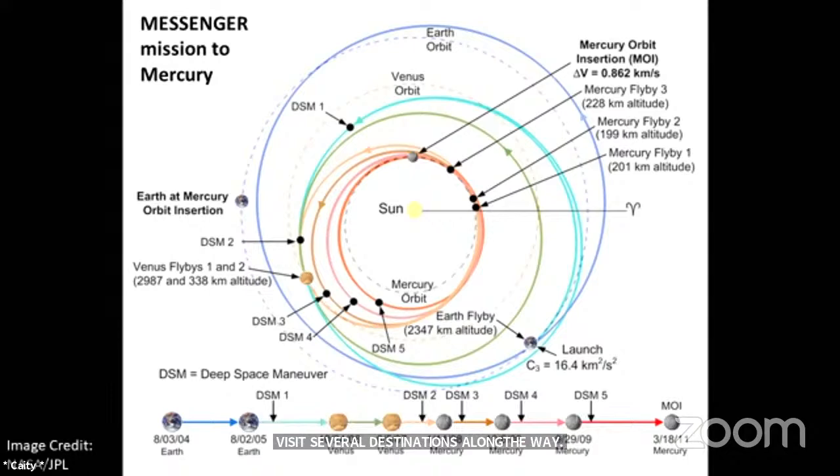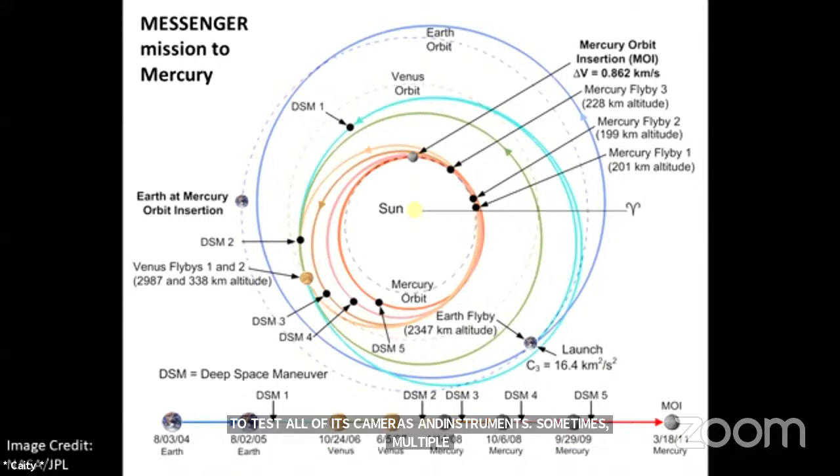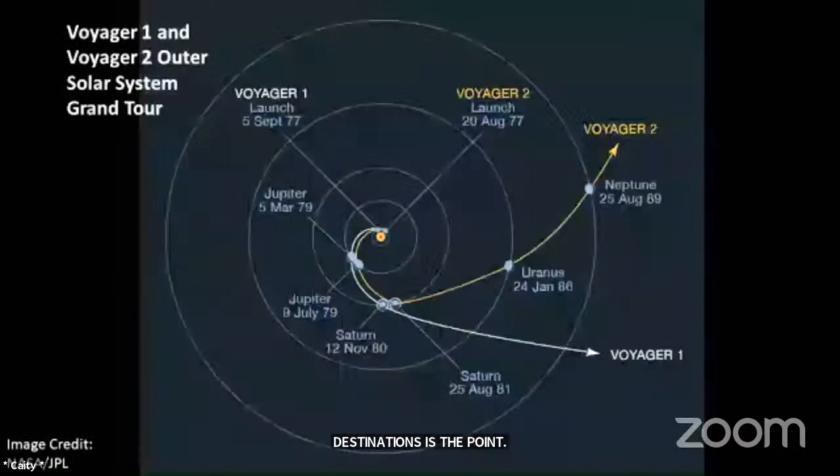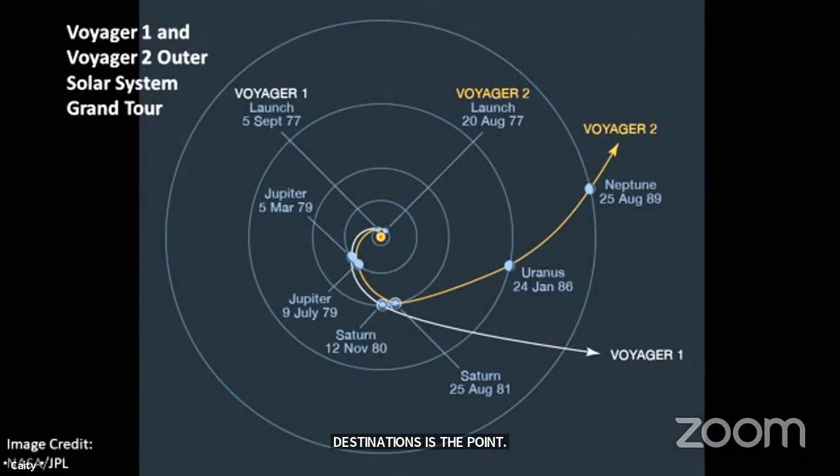But sometimes visiting multiple destinations is actually the point. One of NASA's most famous and most ambitious space missions ever launched were the Voyagers, Voyager 1 and Voyager 2. They left Earth in 1977 and toured the outer solar system. Voyager 2 actually flew past all four of the gas giants, Jupiter, Saturn, Uranus, and Neptune, over a course of 12 years. Voyager 1 only flew past Jupiter and Saturn, but it gave us the first really good images of those outer worlds. Now, these guys kept on going.